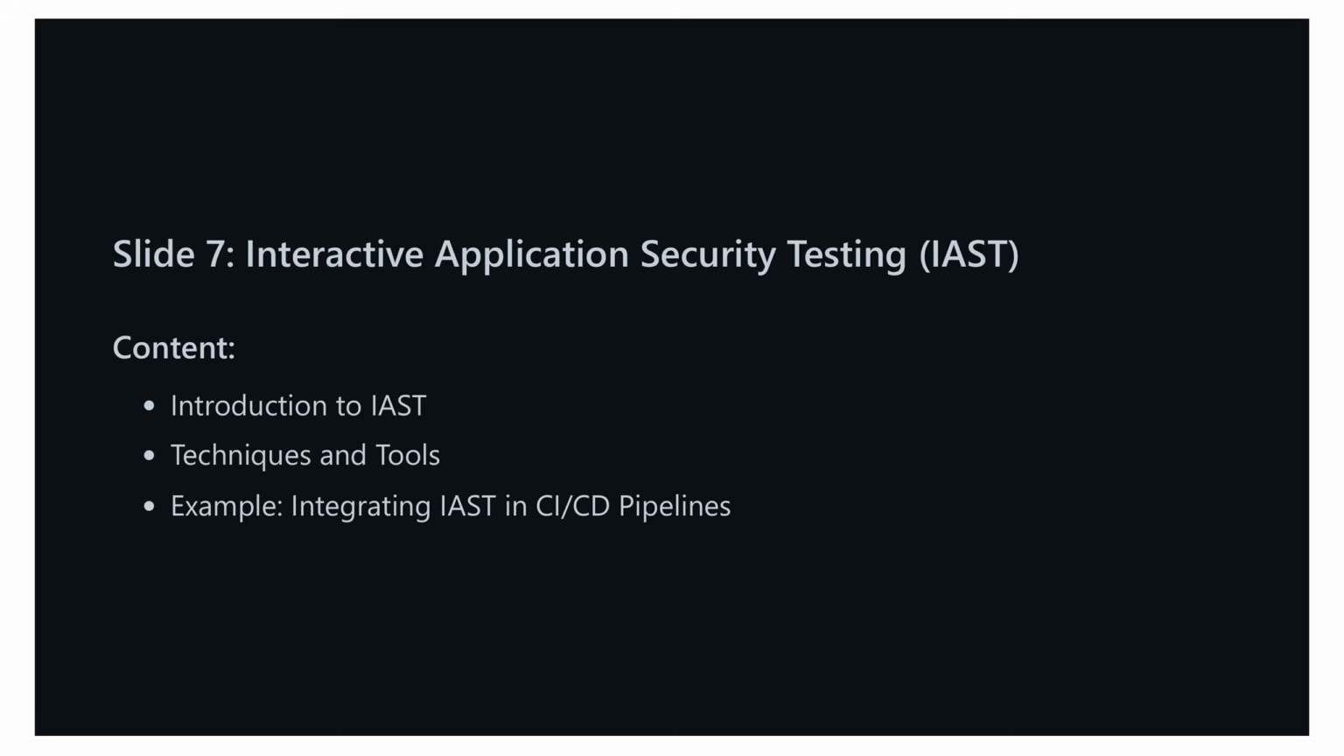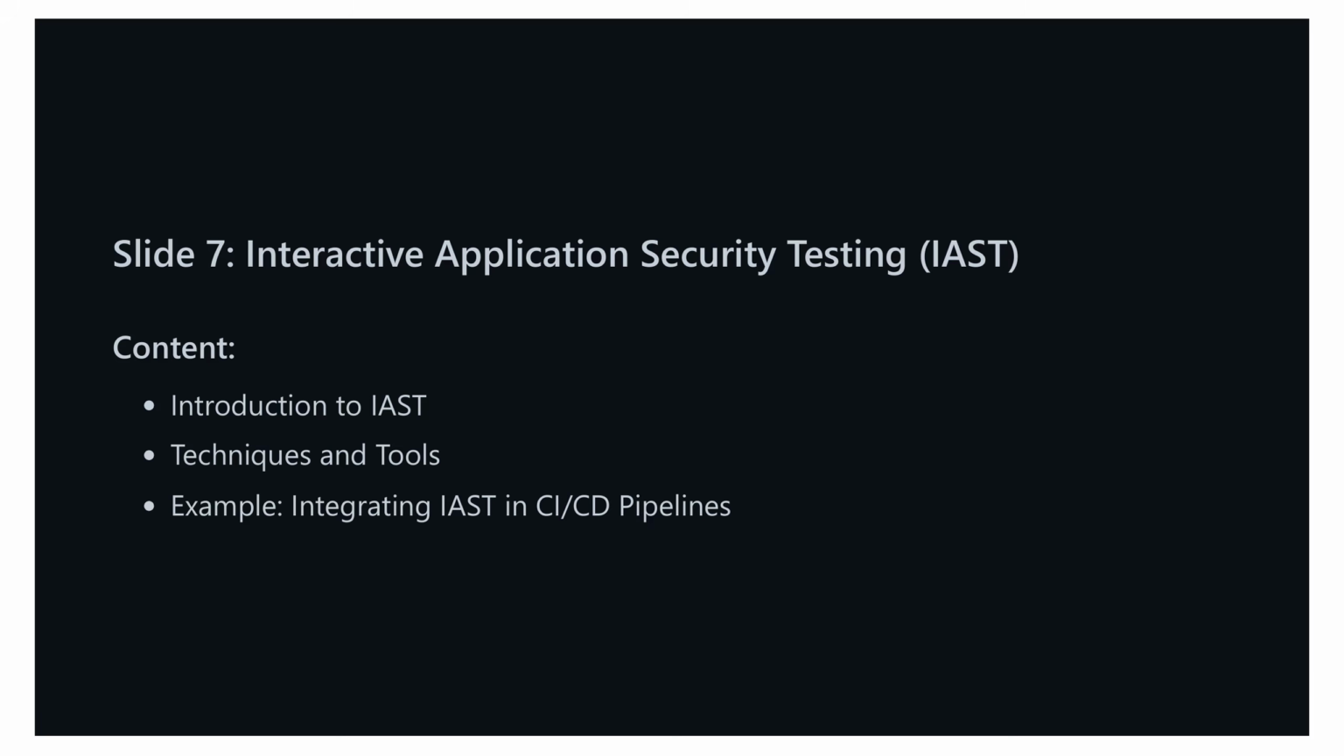This slide will provide an introduction to IAST, highlighting its unique capabilities in identifying vulnerabilities during the execution of an application. Unlike DAST, which examines applications from an external perspective, IAST works from within the application, providing highly detailed insights into potential security issues. We will explore the techniques and tools that enable IAST, discussing how it integrates deeply into the application runtime environment. One key advantage is that IAST tools can be seamlessly integrated into continuous integration and continuous deployment (CI/CD) pipelines, allowing for real-time identification of vulnerabilities as part of your development workflow.